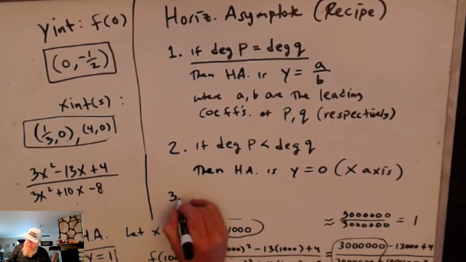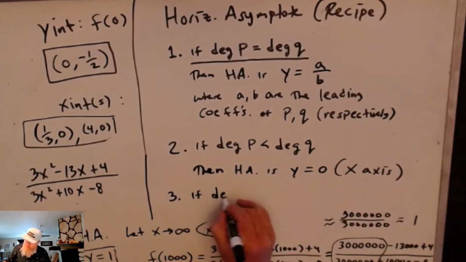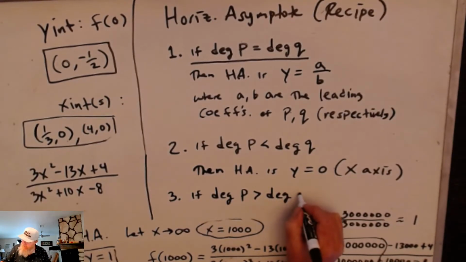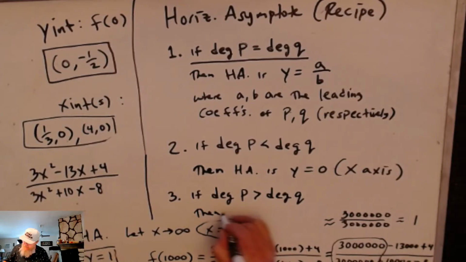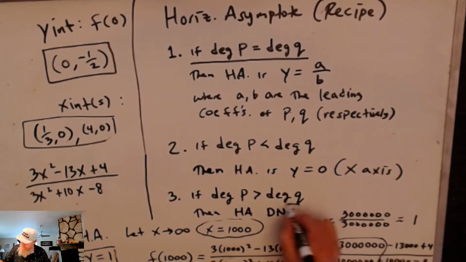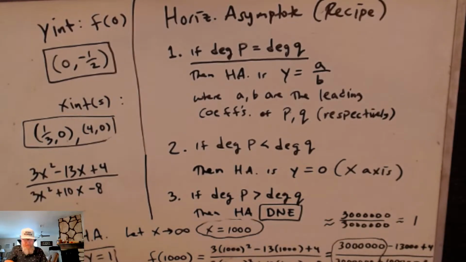And the third case is if the degree of the numerator is larger than the degree of the denominator, then the HA does not exist. It's DNE.